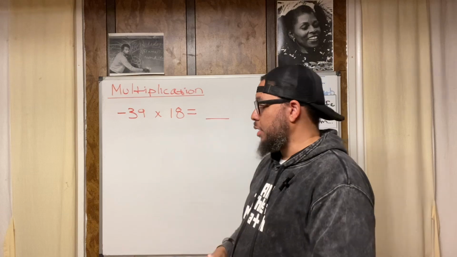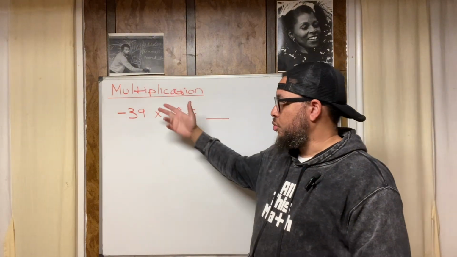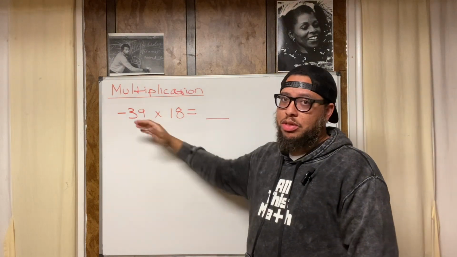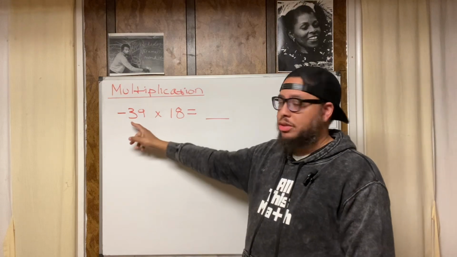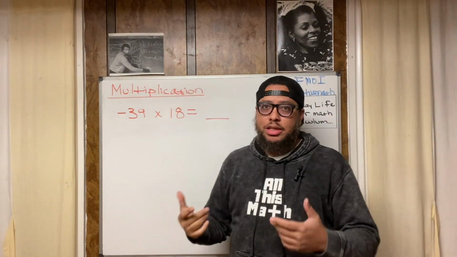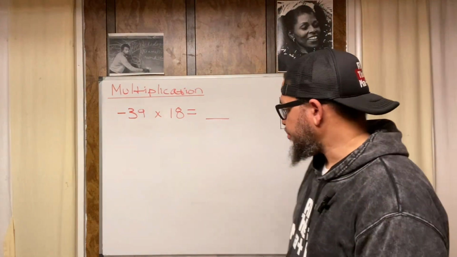So what I'm about to do right now is show you one of many mental math strategies that you can use to find the product of these two factors. Negative 39 is a factor, positive 18 is a factor. The product is the result when you multiply two or more numbers together.